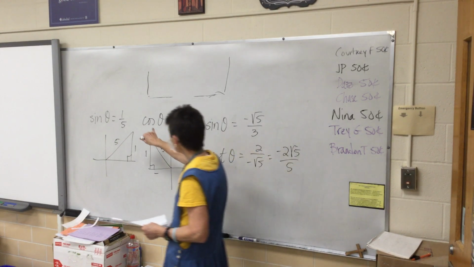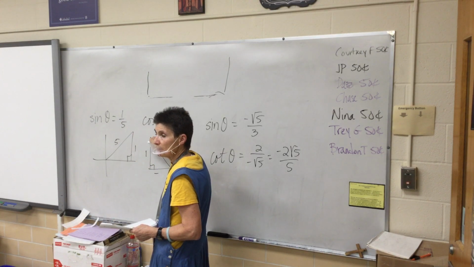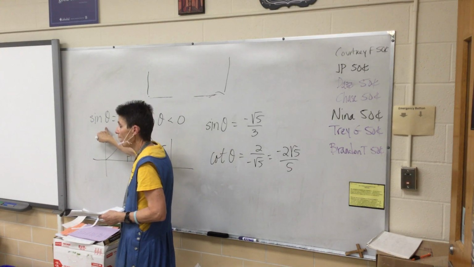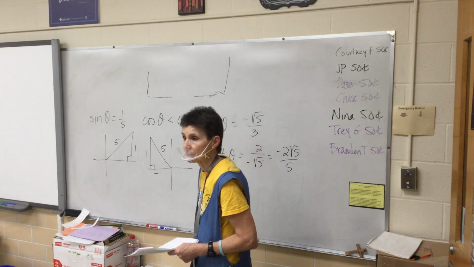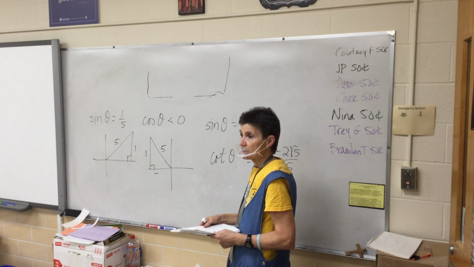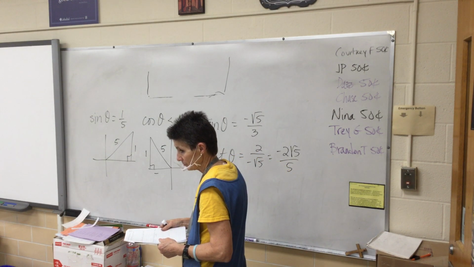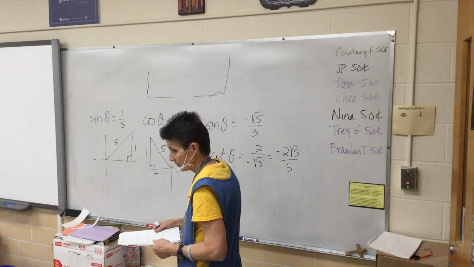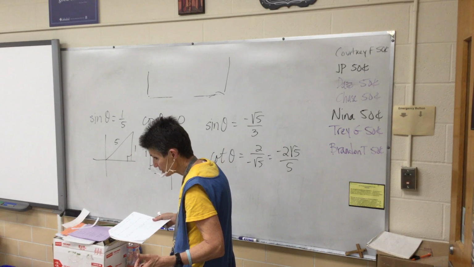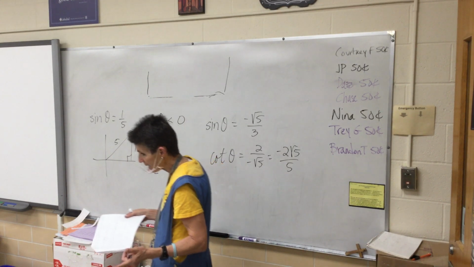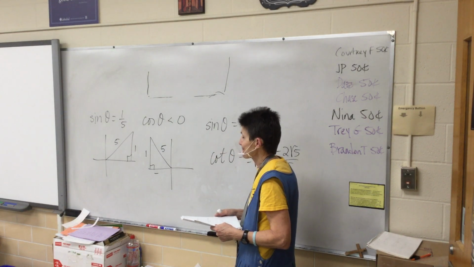So the combination of these two things tells me what quadrant I'm in, because it gives me information about y and it gives me information about x. So, I have a question. Did you say that sine is y and cosine would be x? Yes. Look at your yellow sheet. Sine is y over r, cosine is x over r.